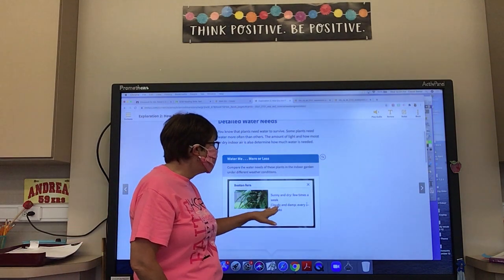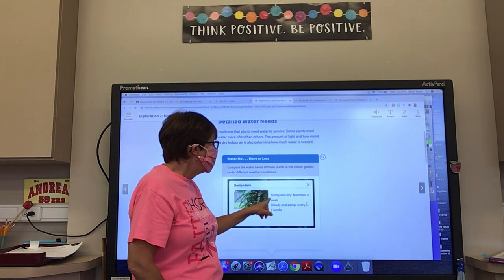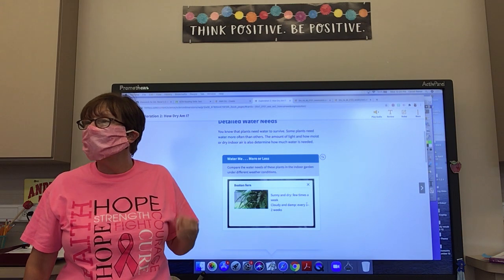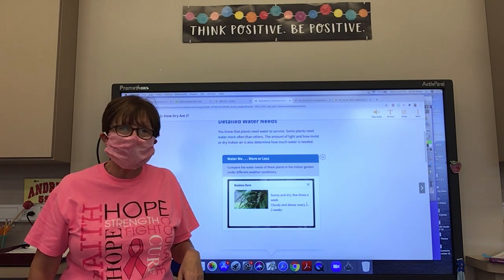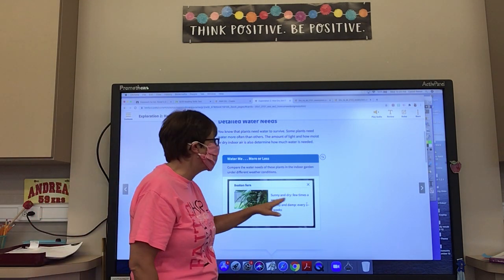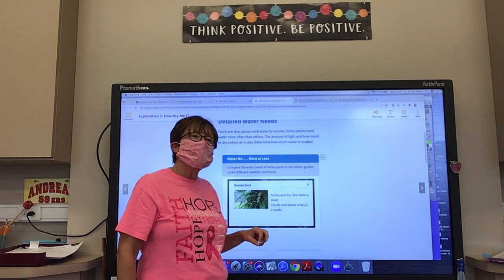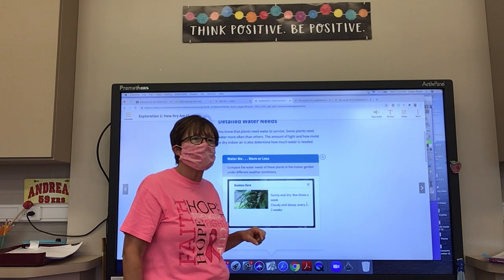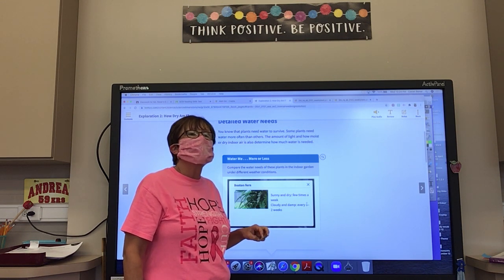Now, our Boston fern needs to be watered. Read what it says for sunny and dry. How many times does it need to be watered during sunny and dry? How many times do we have to water it? Ivy, how many times do we have to water a Boston fern in sunny and dry conditions? A few times a week.